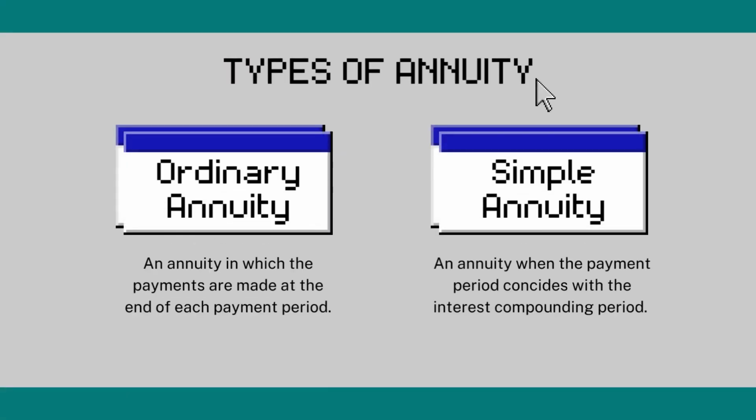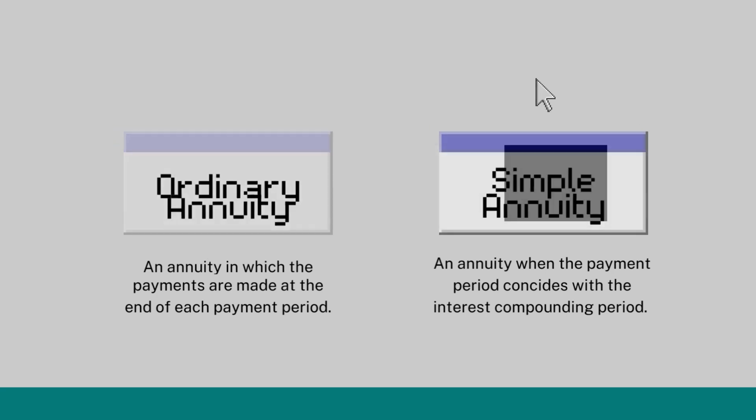There are two types of annuity. First, the ordinary annuity, an annuity in which the payments are made at the end of each payment period. The second one, simple annuity. Simple annuity is when the payment period coincides with the interest compounding period.